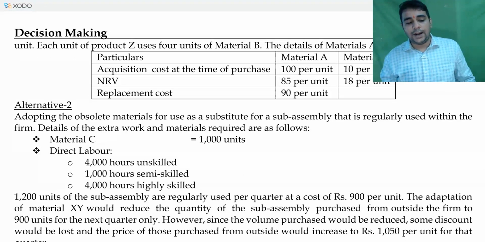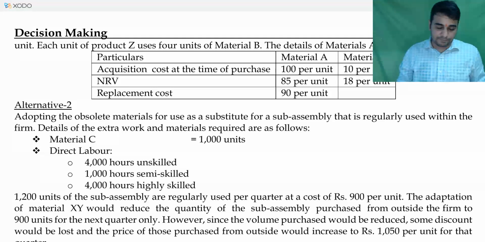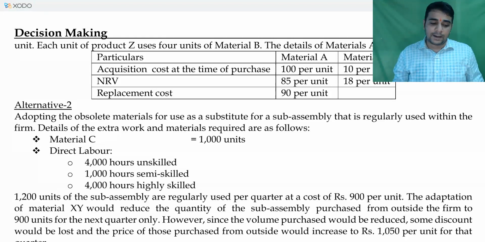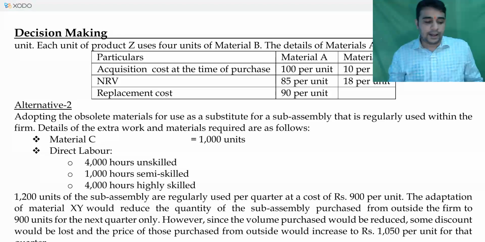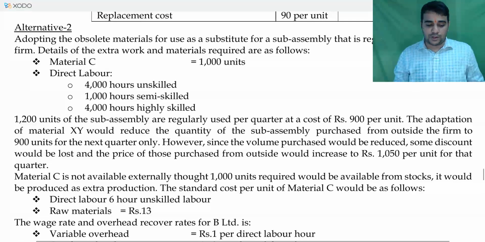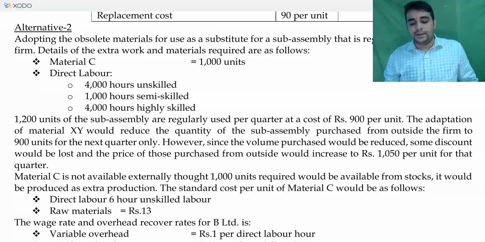Alternative 2, adopting the obsolete material for use as a substitute for a sub-assembly that is regularly used within the company. Details of extra work and material required are: material C, direct labor, unskilled, semi-skilled, highly skilled. 1200 units of the sub-assembly are regularly used, which are bought at 900. Adaptation of material XY would reduce the quantity purchased from outside to 900. Since the volume purchased is less, discount would be lost. Material C is not available externally. Though 1000 units required would be available from stock, it would be produced as extra production.